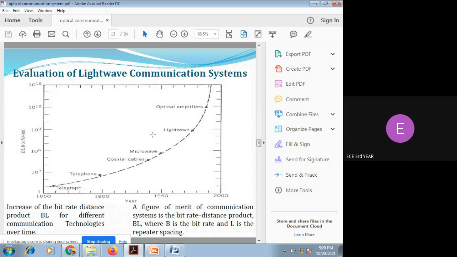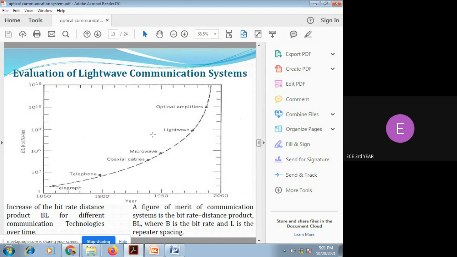This is the evolution of light wave communication systems, that is, optical communication developed over the years. Starting in 1850, the telegraph was invented, and then around 1900, the telephone was invented. After 1900, the coaxial cable came out. After 1950, microwave communication was developed, and light wave communications were also developed after 1950. Optical communications were developed.